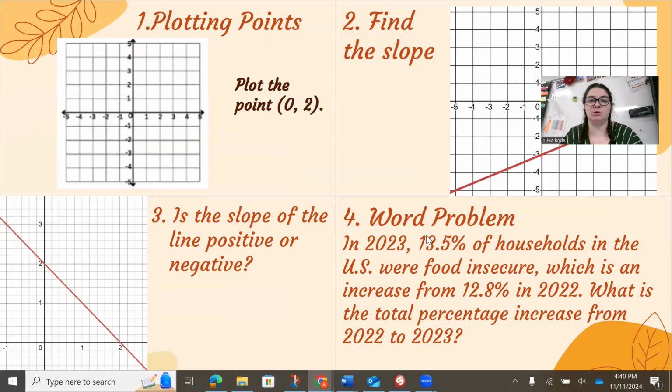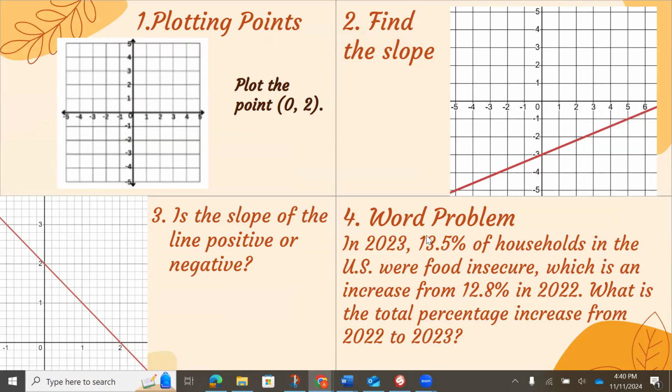Make sure that you answer all of these questions on your warm-up paper. So plot the points on the graph. Tell me what the slope is. Find those points on here. Tell me, is this a positive or a negative slope for number 3? And for the word problems, answer the word problem on number 4. Okay, go ahead and do that.